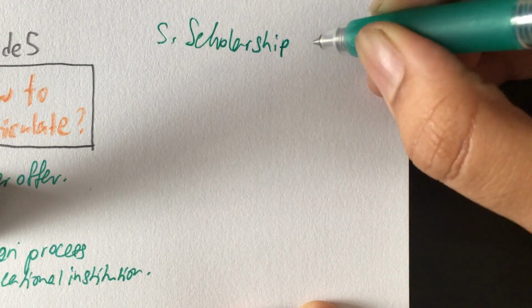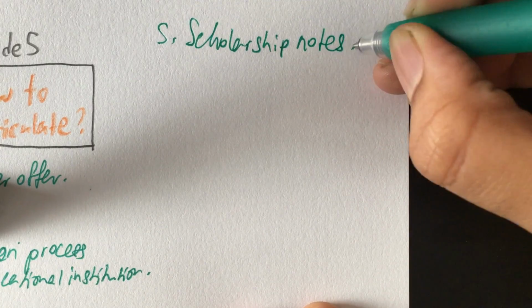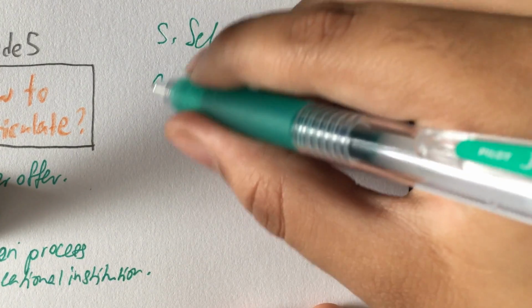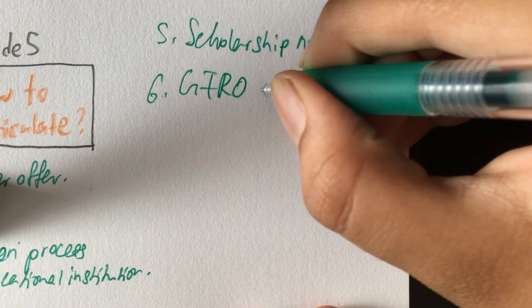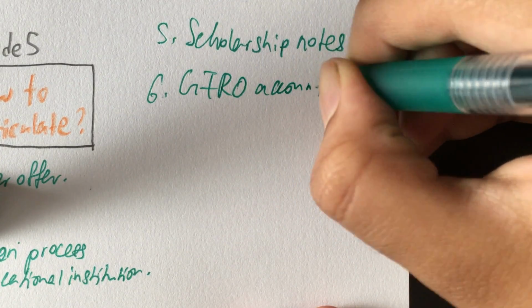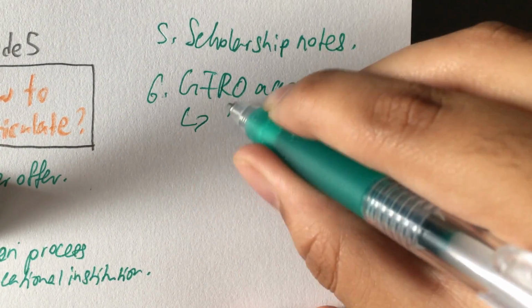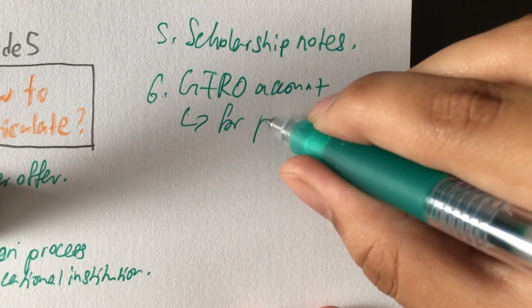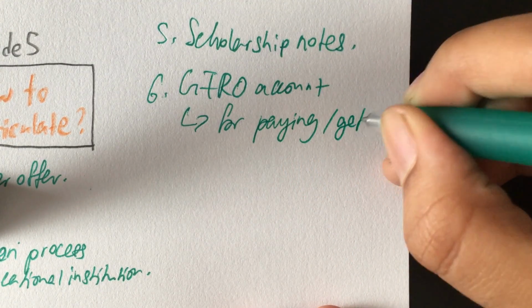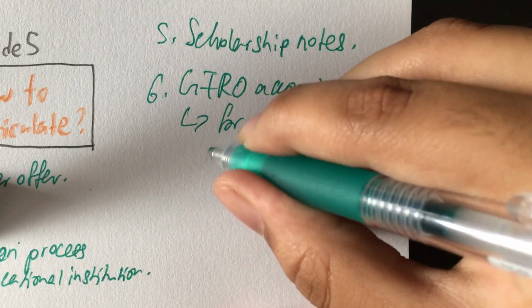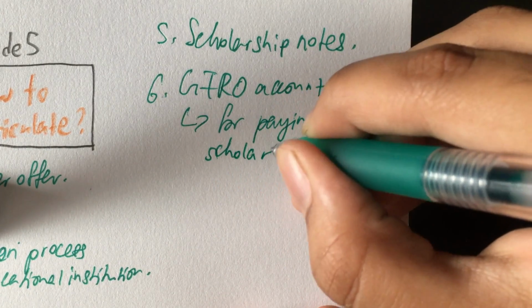Of course, another thing that you need to do is to set up your GIRO account. If you've been using your parents' GIRO account, you can still use it if you want to. But the thing is, you need to set up a GIRO account for them to subtract your fees or rent from. For those things that you need to pay, you need a GIRO account.